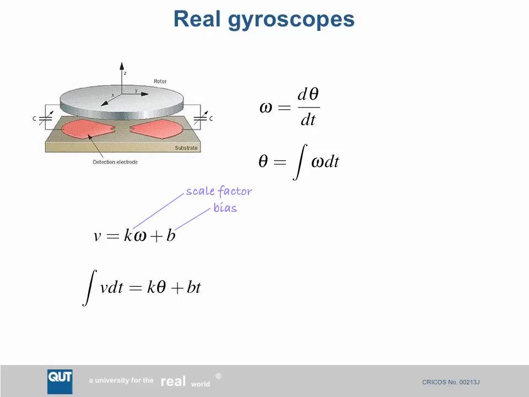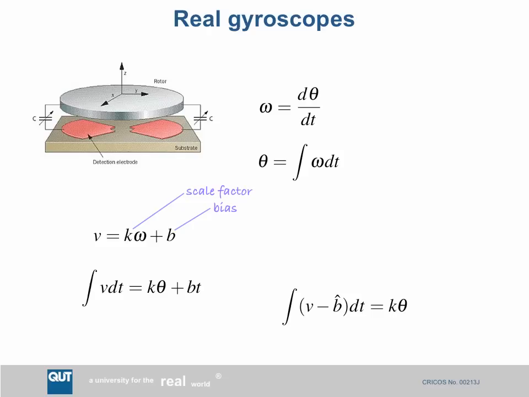So if it initially gives me a good estimate of the angle, as time goes by, this term BT gets bigger and bigger and bigger and is going to dominate the actual angle that I'm estimating from the output of the gyroscope. And this is a real problem with gyroscope sensors. How do we estimate this value of B? Because if I know B and I subtract it from the output of my gyroscope and then integrate that, the result will be K theta. So the question is, how do I estimate this value of B?